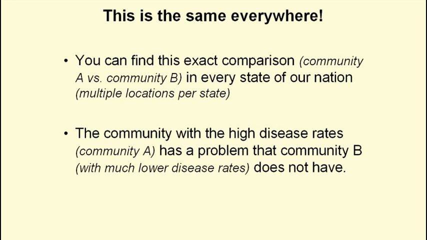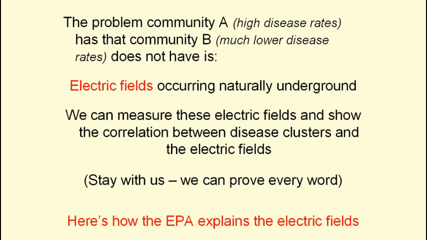The community with the high disease rates, that's Community A in this case, has a problem that Community B, the community with lower disease rates, does not have. The problem Community A has that Community B does not have is electric fields occurring naturally underground. We can measure these electric fields and show the correlation between disease clusters and the electric fields. Now stay with us here because we can prove every word of this.